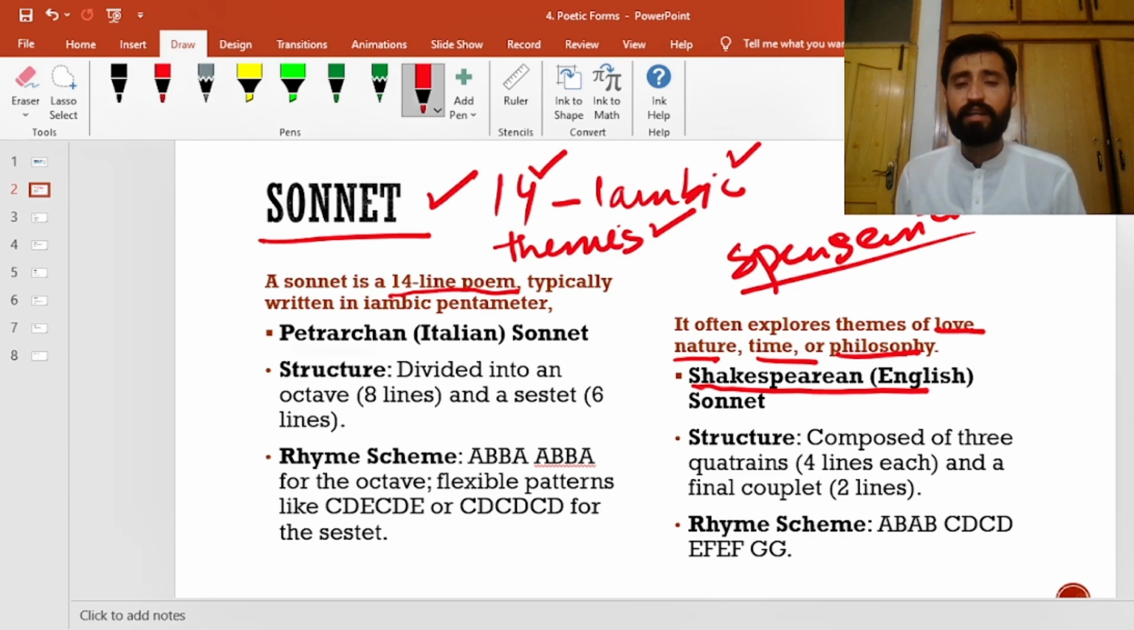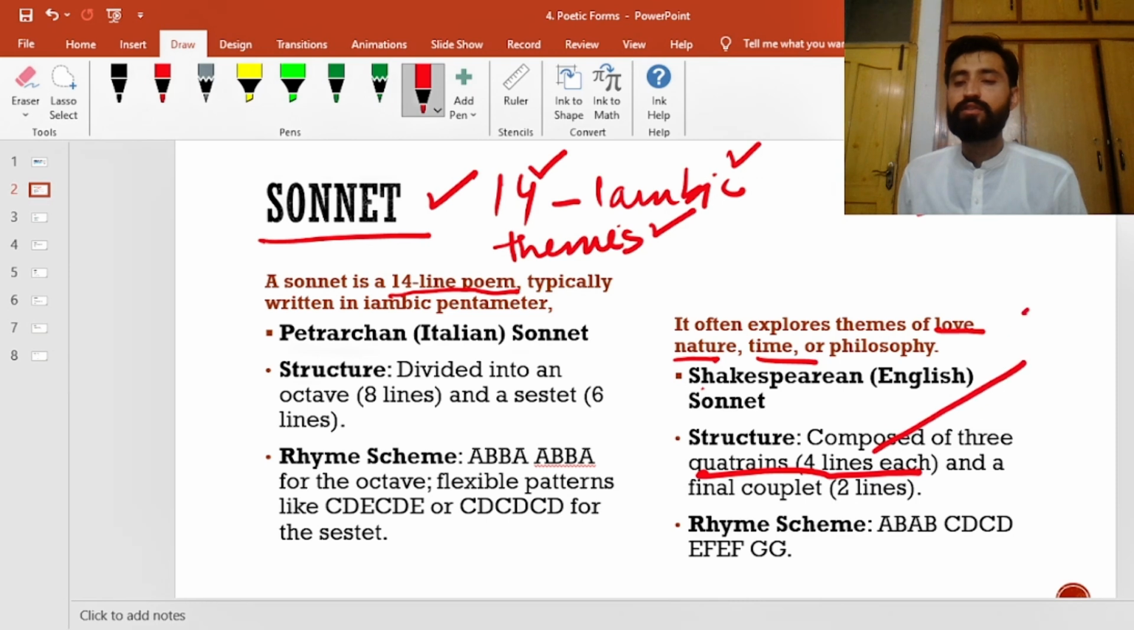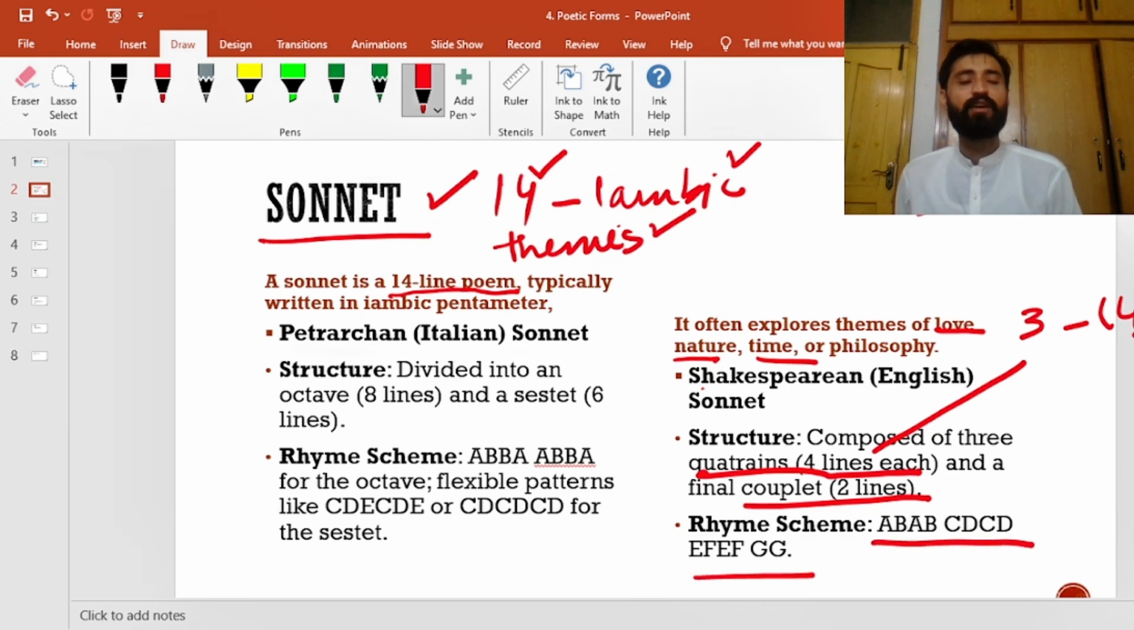Whereas on the other hand, if we look at the Shakespearean sonnet, that is also called the English sonnet, we have two things different. The first one is it has 3 quatrains. 3 quatrains means 3 stanzas, each of 4 lines, and a final couplet. So this is the structure that we have for a sonnet, and again the rhyme scheme is different from that of the Petrarchan sonnet.